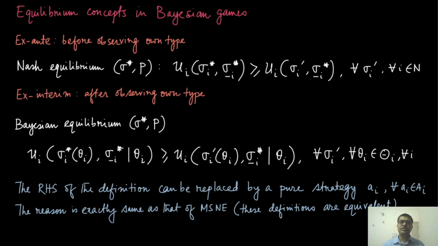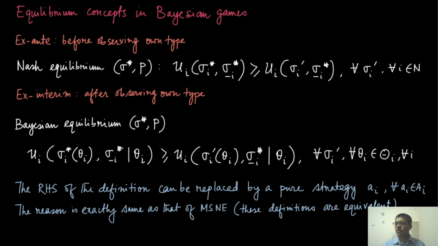After defining the strategies and utilities in the Bayesian game, the next obvious thing is to define the equilibrium concepts in Bayesian games. So now we know that in Bayesian games you have two different stages in which you can observe your types. The first stage is where you do not observe your type, yet you can make certain decisions. And in the second stage, after you have observed your type, you may have some belief about the types of the other players. So accordingly, we can also define two equilibrium concepts.